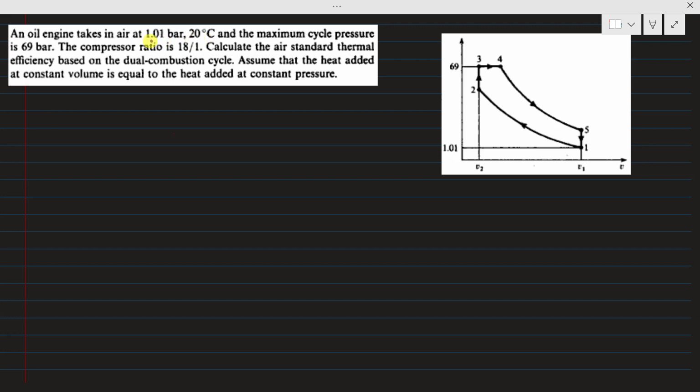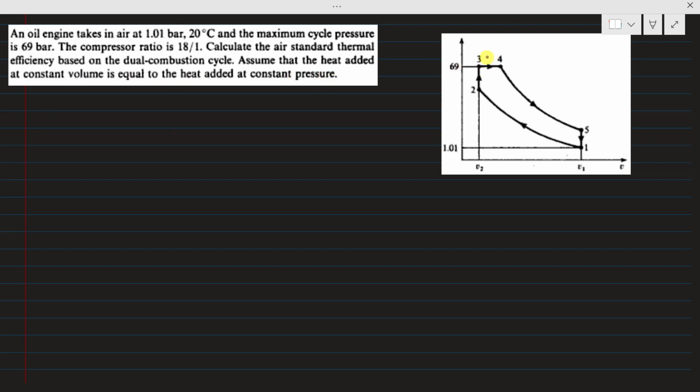So the inlet pressure and temperature are given, and the maximum cycle pressure is also given, that is 69 bar, and the compression ratio is 18 to 1. Calculate the air standard thermal efficiency based on the dual combustion cycle. The dual combustion cycle is already given there. Assume that the heat added at constant volume is equal to the heat added at constant pressure.